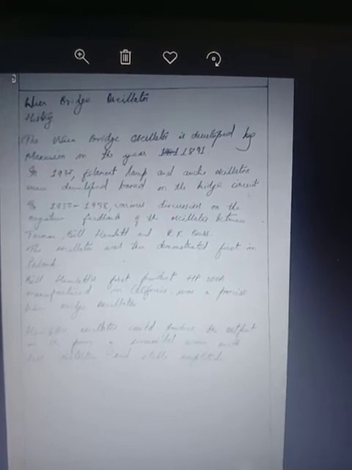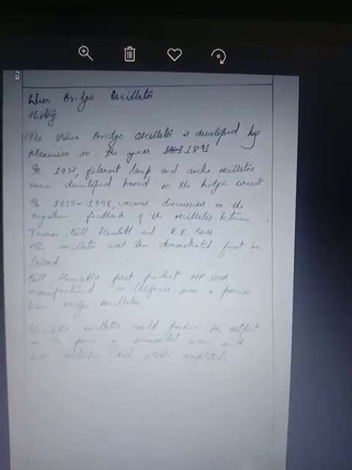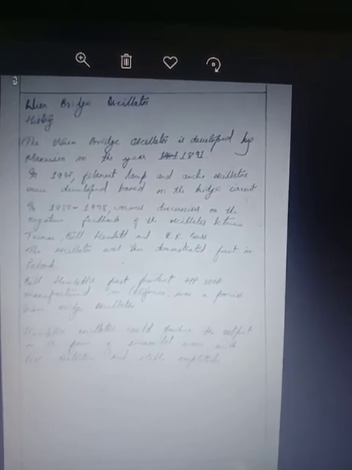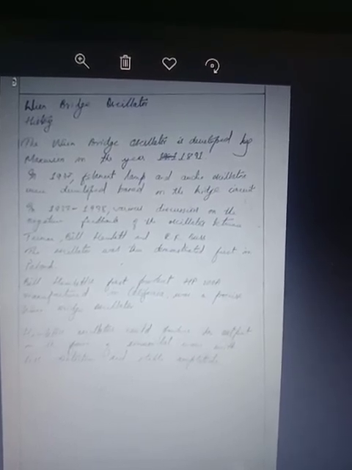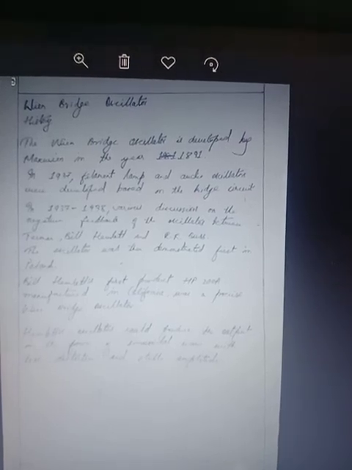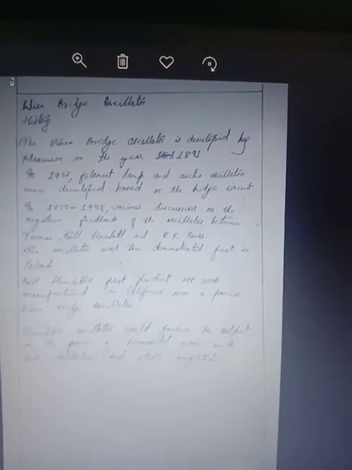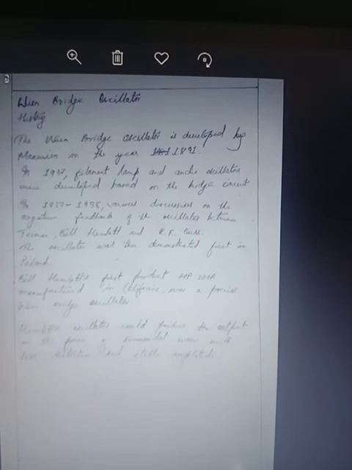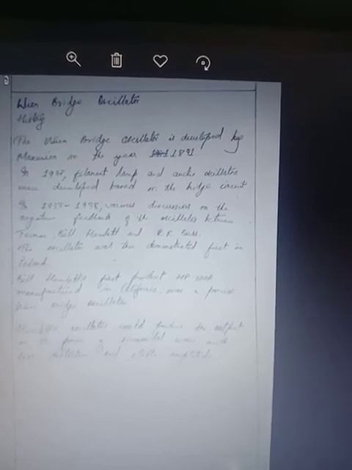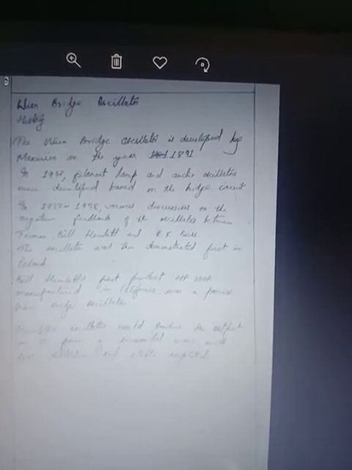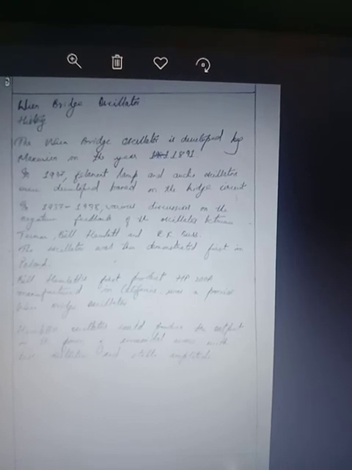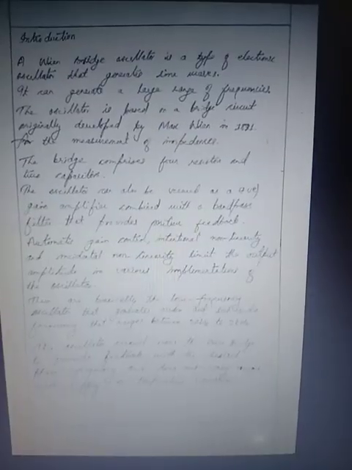Bill Hewlett's first product, HP200A, manufactured in California, was a precise Wien Bridge oscillator. Hewlett's oscillators could produce the output in the form of a wave with less distortion and stable amplitude.